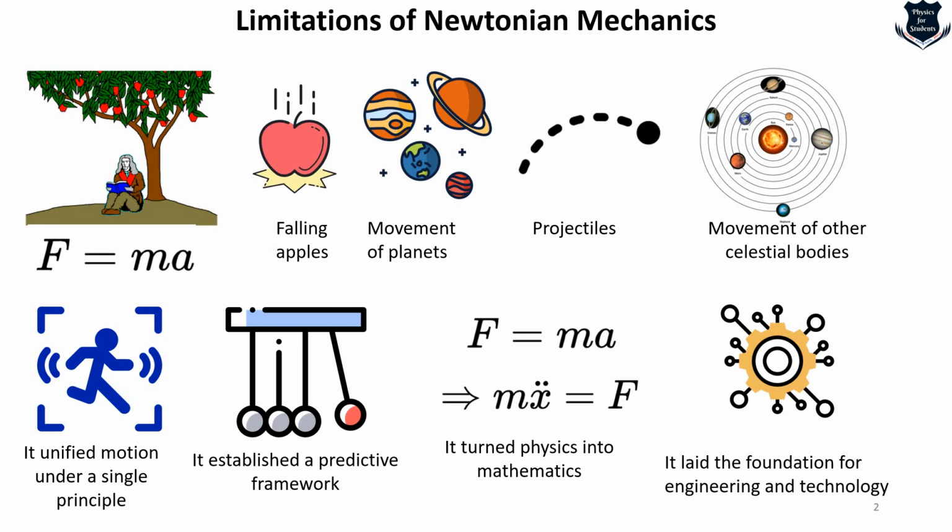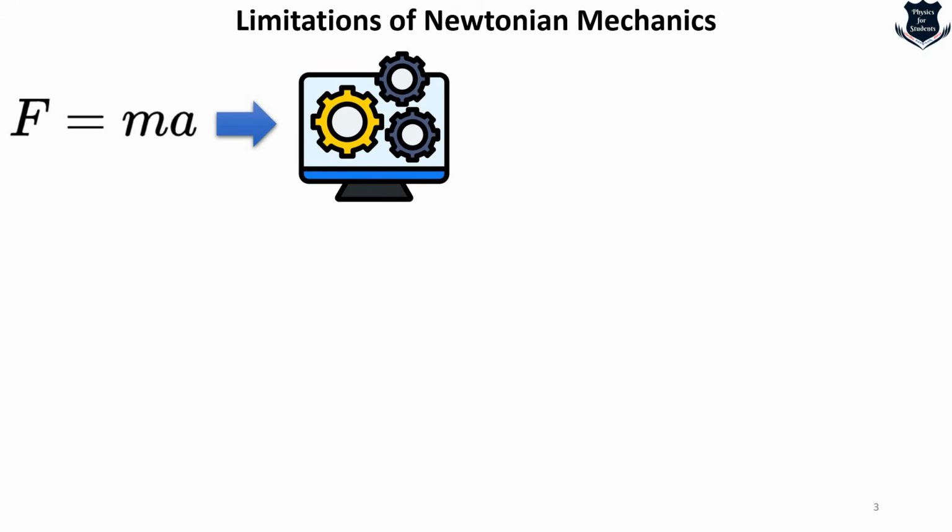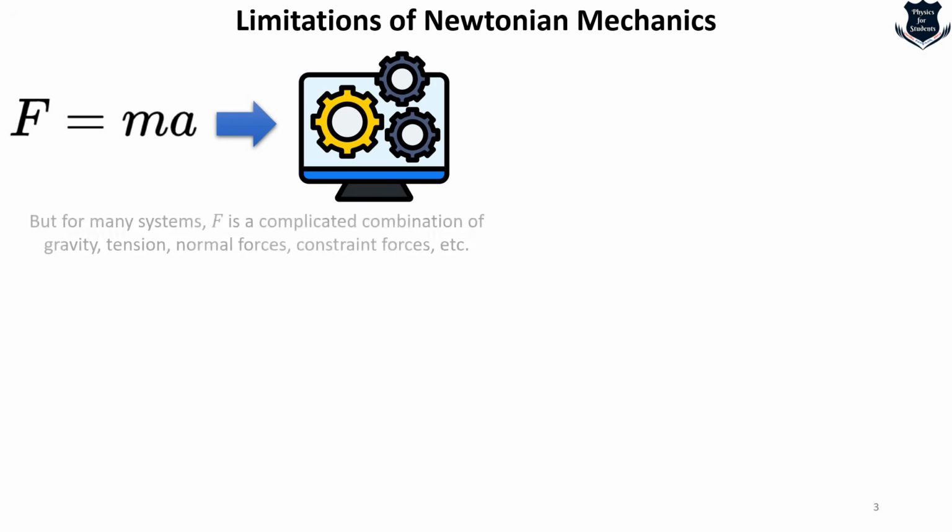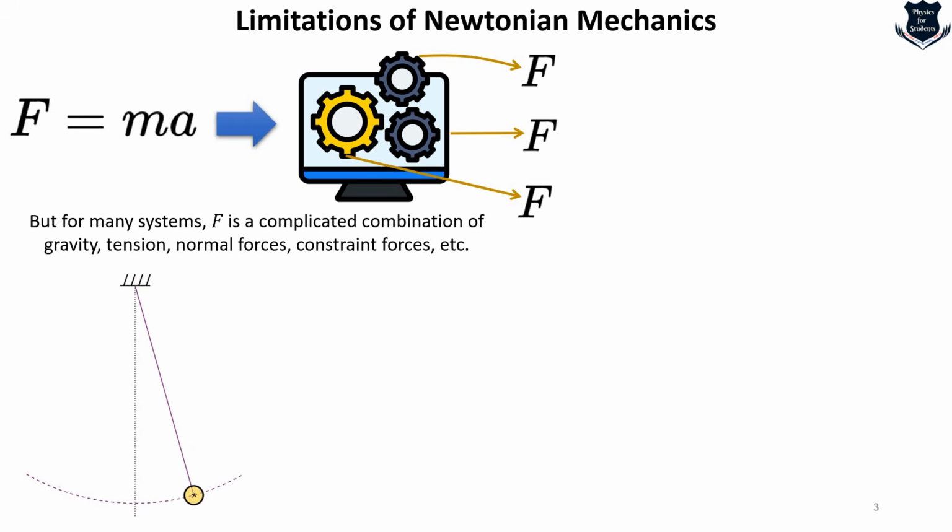But however, Newton's laws encountered certain problems. I won't say problems, but certain limitations. Now, when we use F equals ma in many systems where there are a lot of constraints and a lot of variables, F gets complicated. That means it is a complicated combination of gravity, tension, normal forces, and various other things. Think of this machine which has got a force F. We need to calculate this one, then this one, and a third this one.